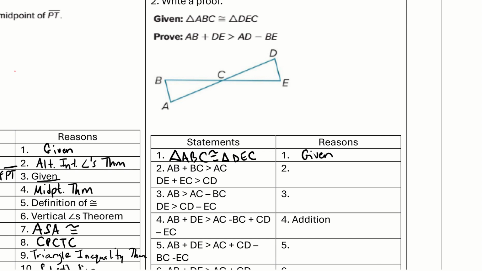All right, so now it says AB plus BC is greater than AC. The two sides, when you add them up, have to be bigger than the third side, right? And same thing here. We got ED plus EC has to be bigger than CD. Okay, so that's the triangle inequality theorem.